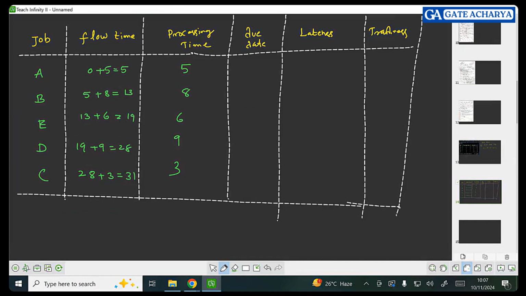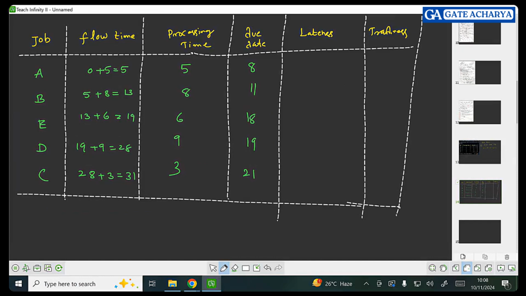Next, due date. Due date you select according to your job sequence. You applied the EDD rule, so your job sequence got changed. The minimum due date comes first. What is the A due date? A due date is 8. Next, B due date 11. Next, C due date 18. Next, D due date 19, and E is 21. Right.